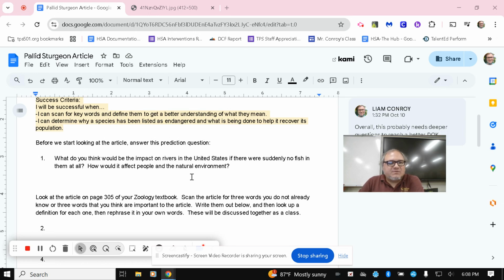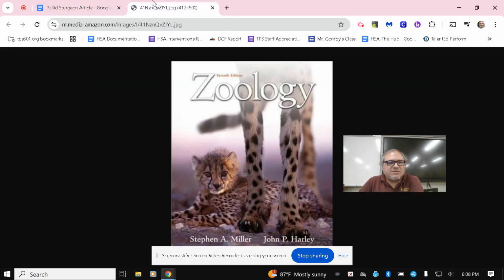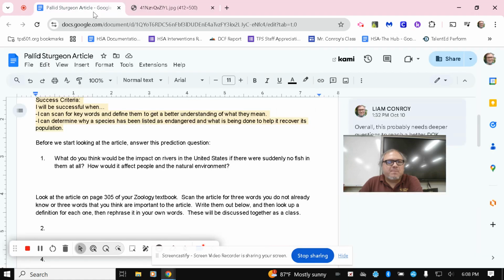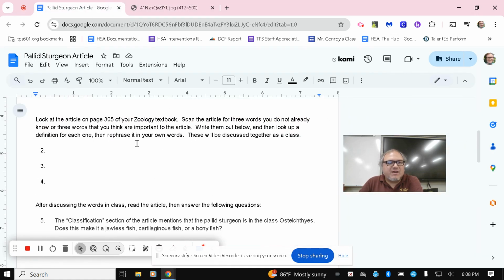Then we're going to use our class textbook, which, just to give a reference for that one, is 7th edition zoology. It's the one with cheetahs on the cover. In that textbook, you are going to be going to page 305. The article is just on that one single page. Once you find the article, I want you to scan the article for 3 words you do not already know or 3 words that you think are important to the article. Again, write all 3 of those terms out below here on 2, 3, and 4.